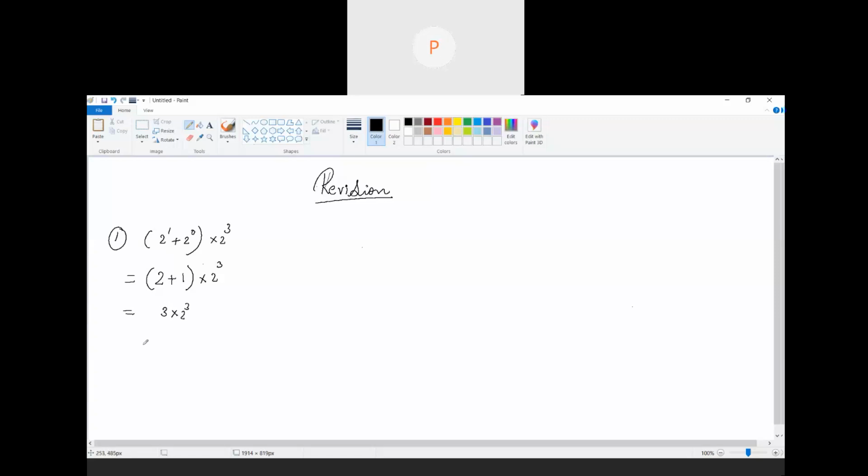Okay. Now we have 3, there is no power for 3. So what we can do? We can write it as 1. So 3 raised to 1 into 2 raised to 3.